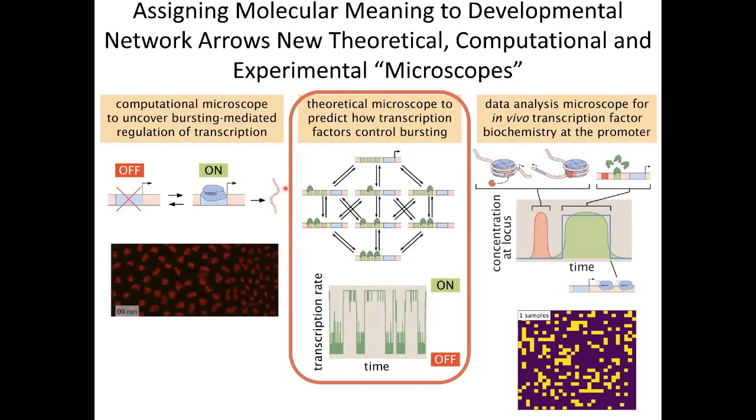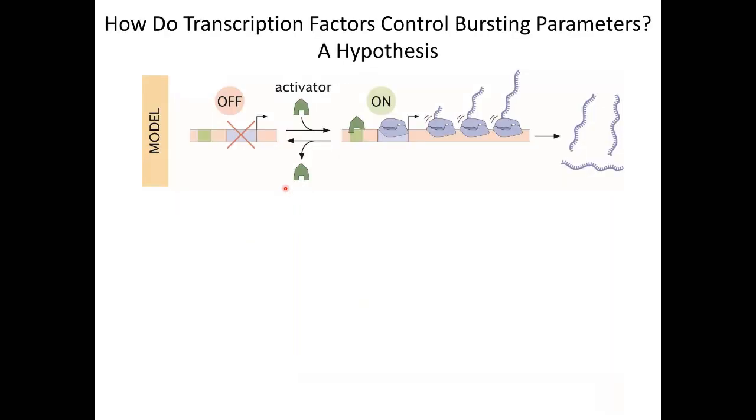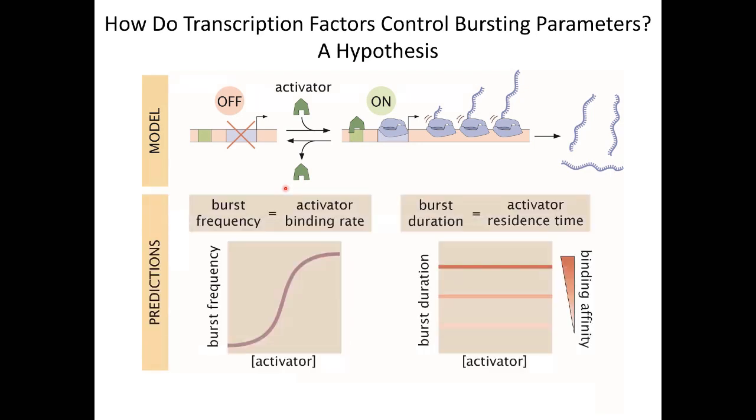So this is hard to do experimentally, though we're making some progress. So first we decided to put on our theorist hat and use theory as a microscope. And the simplest model that I could think of is one where we associate the on state with a state where the activator is bound. And when the activator unbinds, then you don't have bursting anymore. So the simple model predicts that the burst frequency is going to be given by the activator binding rate, and the burst duration is going to be given by the activator residence time. So this is a very simple prediction.